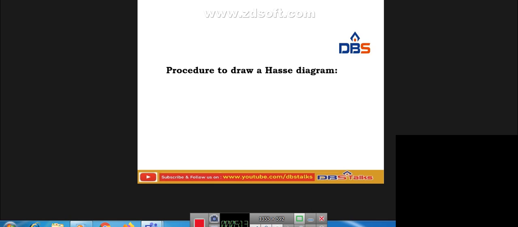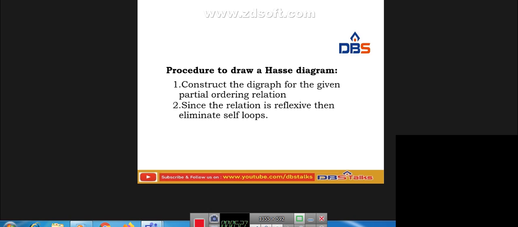Next, the procedure to draw a Hasse diagram. First, we have to construct the diagram for the given partial order relation. Since the relation is reflexive, eliminate the self loops. Since the relation is transitive, we have to eliminate the transitive edges.